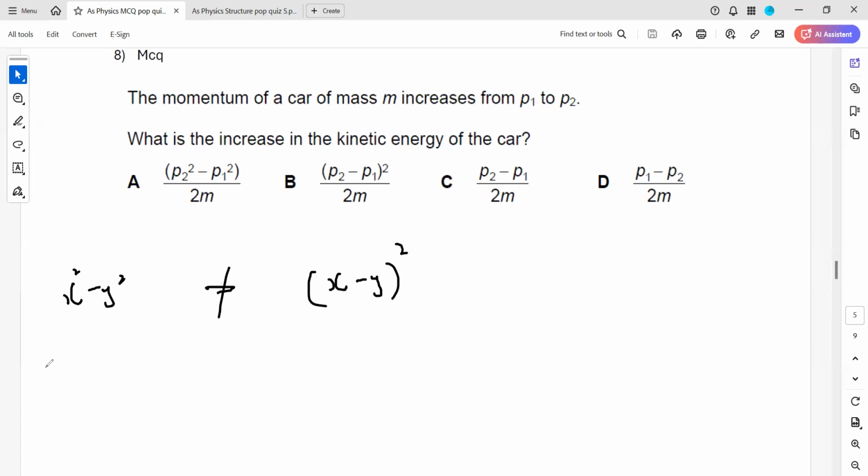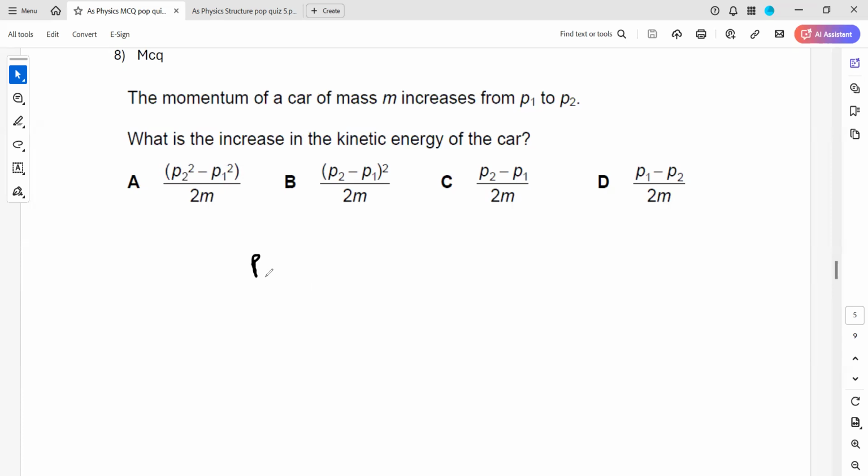Because x square minus y square, in maths, is equivalent to x minus y times x plus y, which is not equal to x minus y whole square. They are not equal at all. So the difference is that this is an individual square subtraction and this is a whole square subtraction.